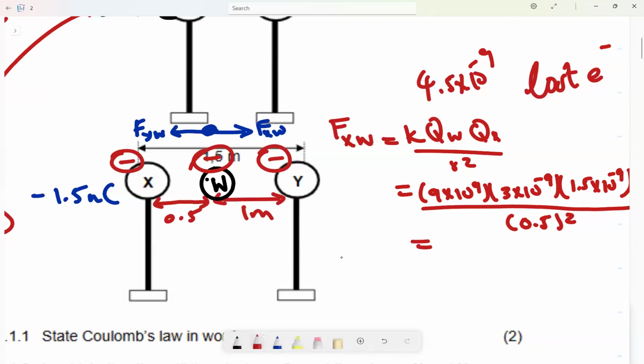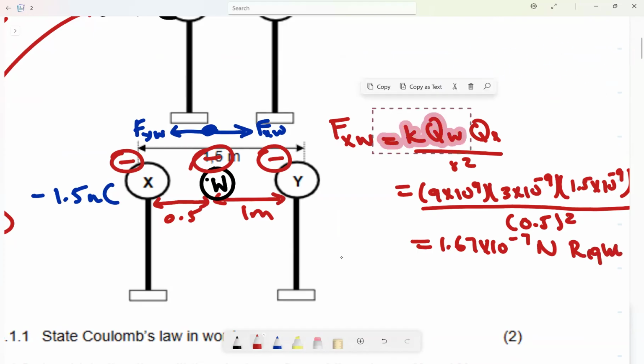Let me quickly grab my calculator and punch that. 9 times 10 to the power of 9, multiply by 3 times 10 to the power of negative 9, multiply by 1.5 times 10 to the power of negative 9, then divide by 0.5 squared. Then I get something like 1.67 times 10 to the power of negative 7 newtons. Where is the force of X on W? It is to the right.